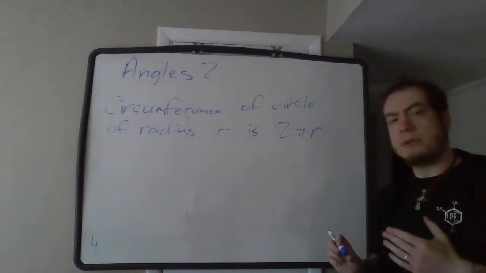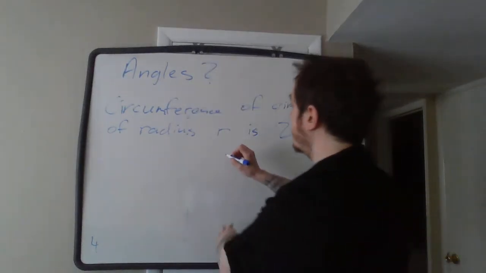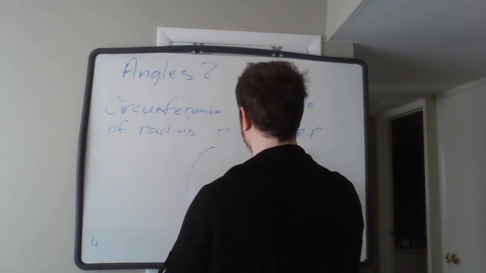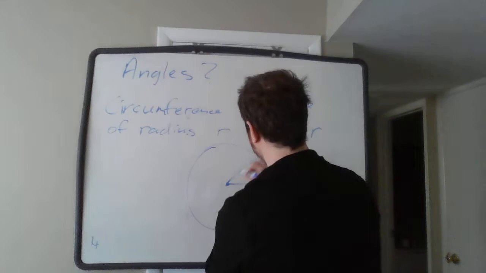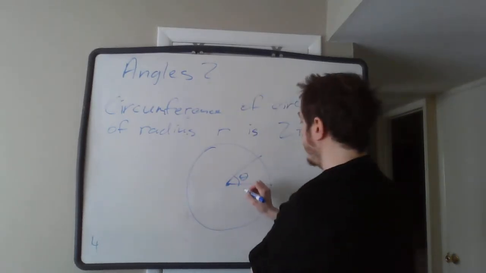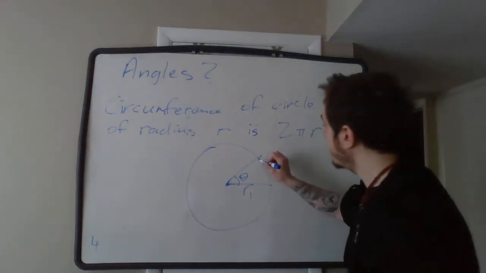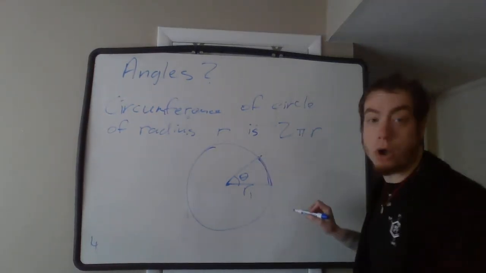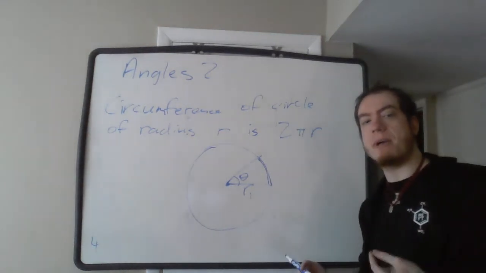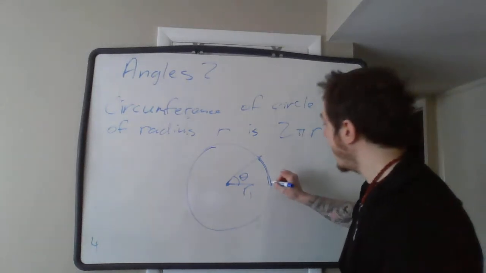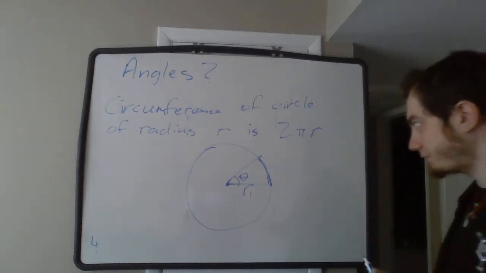So, one way that I could think about how much of an angle I have is if I take some circle, and let me put some angle in here, and we'll say that this circle has a radius of r1. Well, I can think about how long this piece of the arc is, okay? And that would be one way of thinking about how big this angle is. I could think of what this length is along the circumference of my circle.